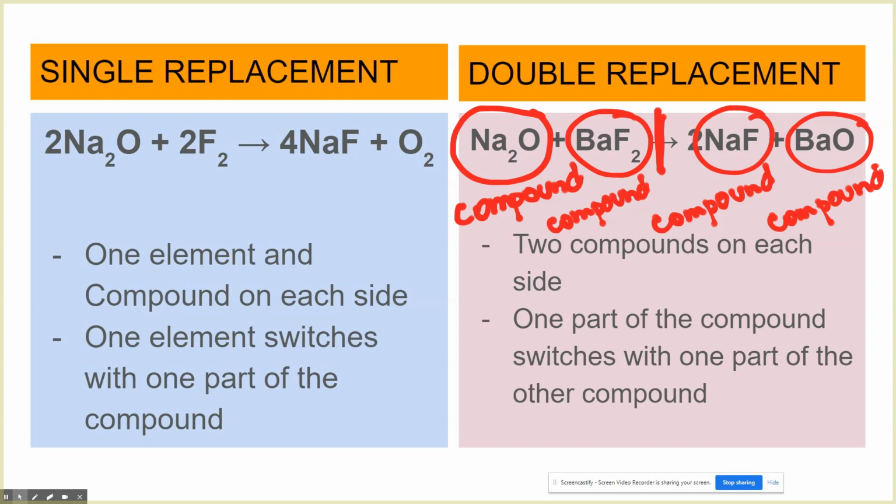See it? So guys, if you look closely at this equation, there are two compounds on each side. This one is called a double replacement reaction. Why do you call it double replacement? Because part of the compound switches with part of the other compound. The O here and the F here seem to switch. They're like switching partners. So the Na now goes with the F and the Ba now goes with the O.